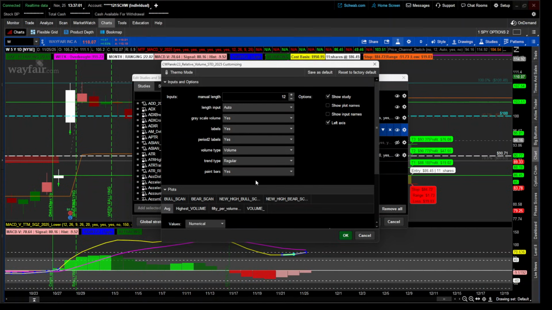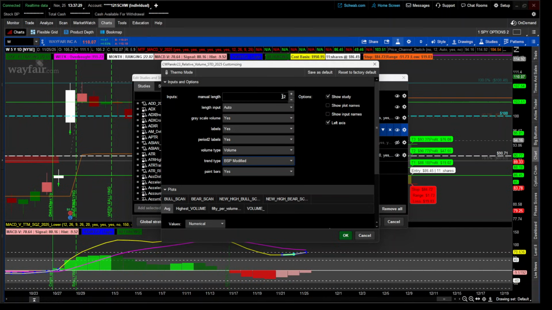Then you can go in here. You can actually choose not to paint the bars. You can look for your trend. The regular trend is just close minus open. You have close to close. You have Heikin-Ashi. You have buy sell pressure there as well. And if you're unfamiliar with that, there's a couple of different videos out there. And then I have a modified version of buy sell pressure as well, and that's usually the one I'm looking at.